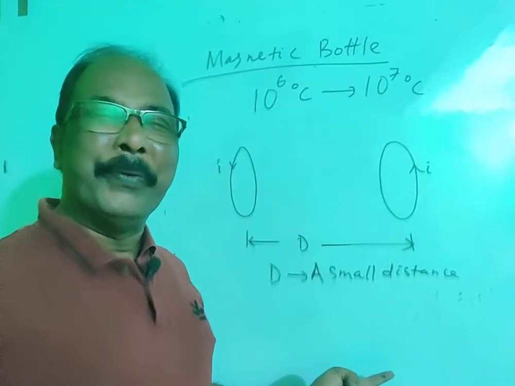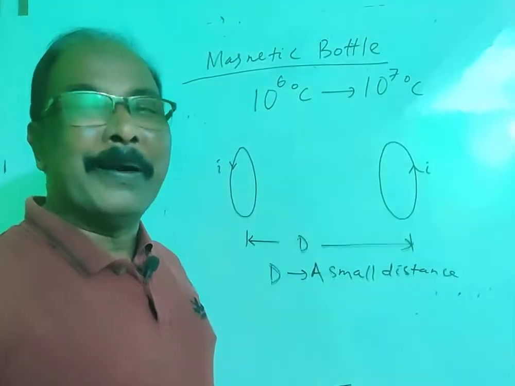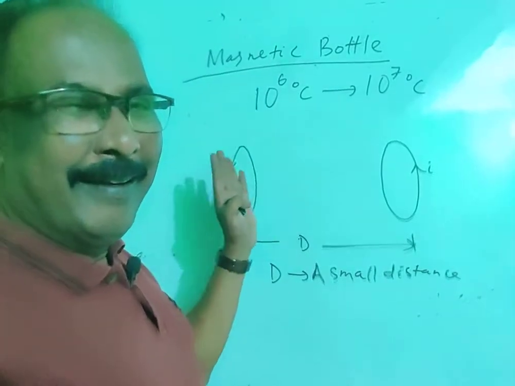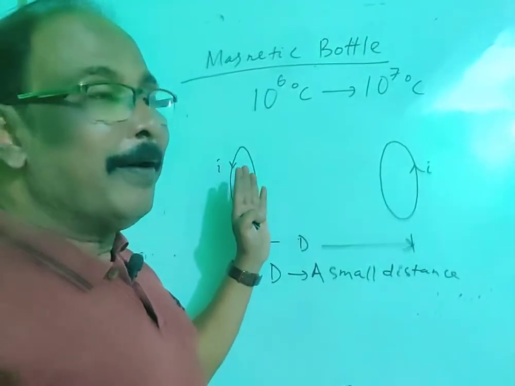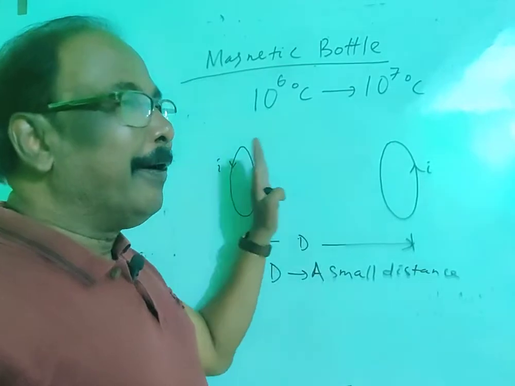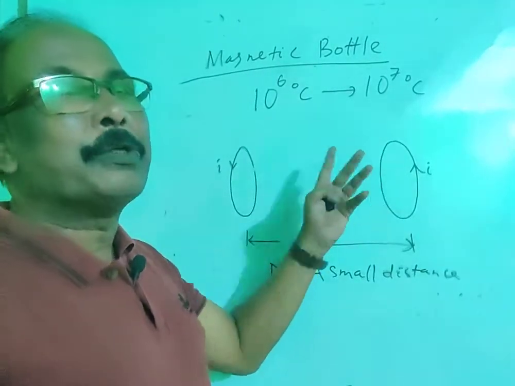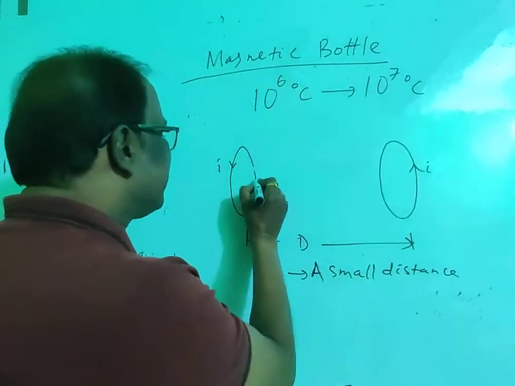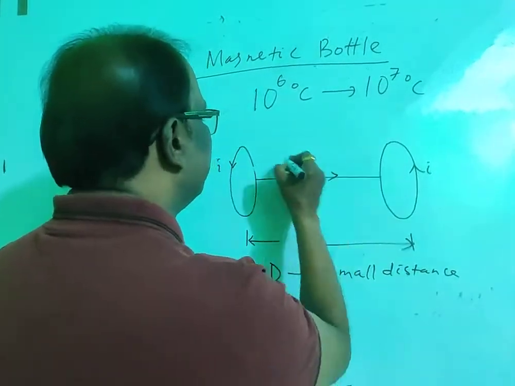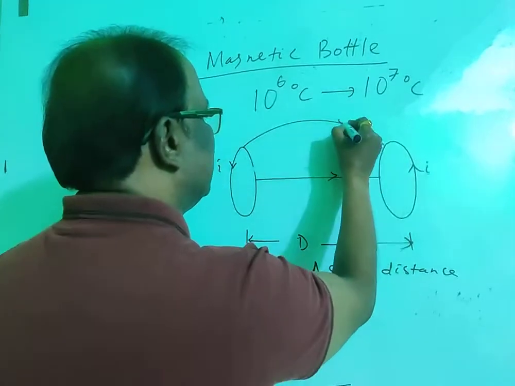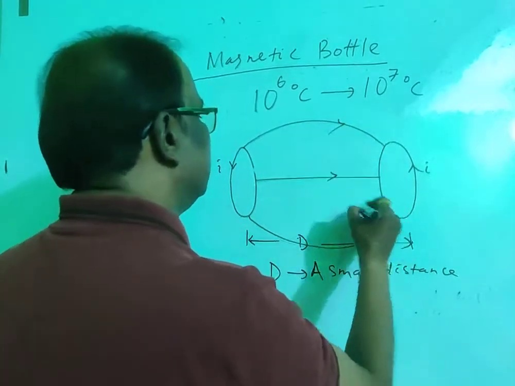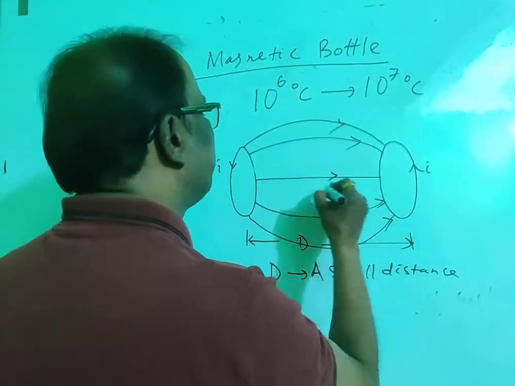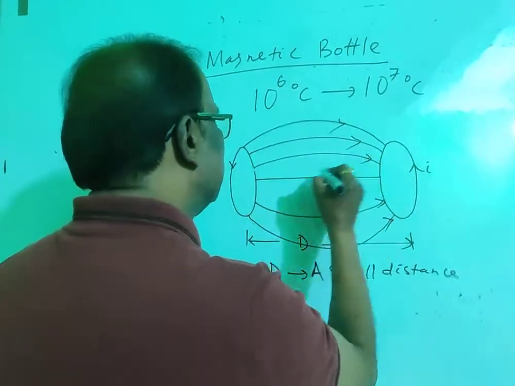And as you know, a current carrying coil produces magnetic field. If one coil shows north polarity on this side, then other coil will show south polarity, and vice versa. So magnetic field lines are from north to south. I am showing some of magnetic field lines, not all.